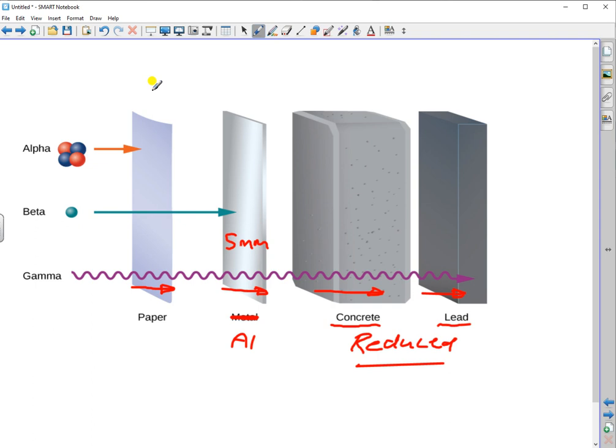Now, I'm going to do more work on the decay equations, but I am going to set you a couple of things to see how you get on. All right, so good luck with it.